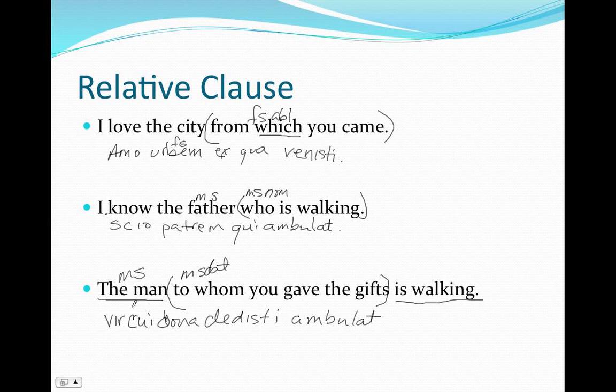And if we were to translate from Latin, we would bracket off qui to the first verb, qui dona dedisti, and we'd be left with a main clause, vir ambulat. So if you focus on bracketing off your relative clauses when you encounter them in Latin, start with the relative pronoun, end with a verb, you should be okay.